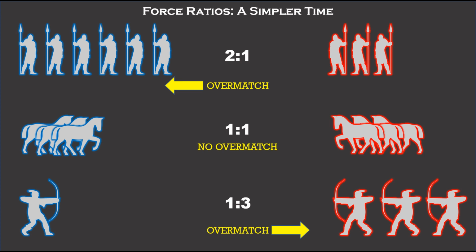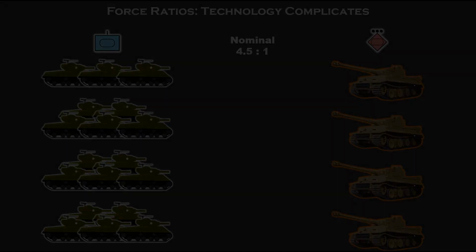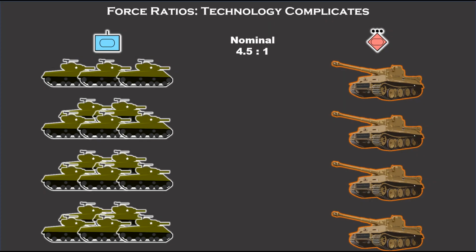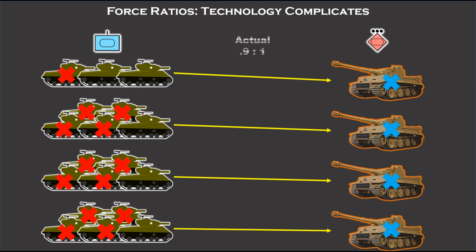The way force ratios get calculated after World War II profoundly shifts. World War II introduced the concept of technological overmatch. For example, it is commonly stated it took 5 Sherman tanks to defeat 1 Tiger tank. Therefore, a company of 18 Shermans against a Tiger platoon of 4 tanks shifts from a nominal force ratio of 4.5 to 1 to an actual force ratio of 0.9 to 1.